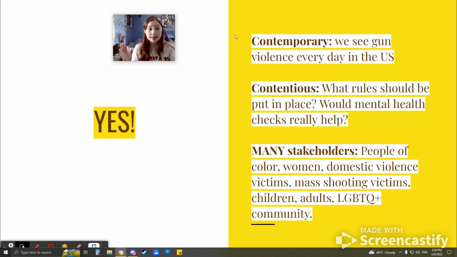And there are many stakeholders. There's people of color, there's women, there's domestic violence victims, there's mass shooting victims, there's children, adults, LGBTQ plus community, suburban, urban, rural, all over the place. So there's tons of perspectives that you can get.